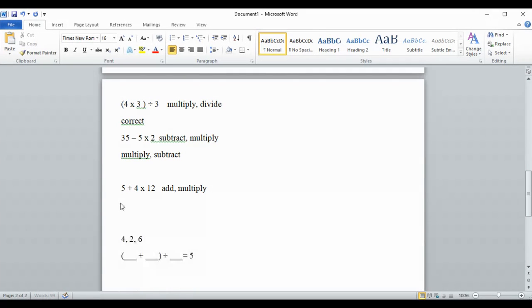So we are going to go to this next problem and look at it. 5 plus 4 times 12. Should we add first and then multiply according to our order of operations? Nope, we know that's incorrect. We know we have to multiply first. So on the line underneath our problem, we're going to put multiply first and then add.